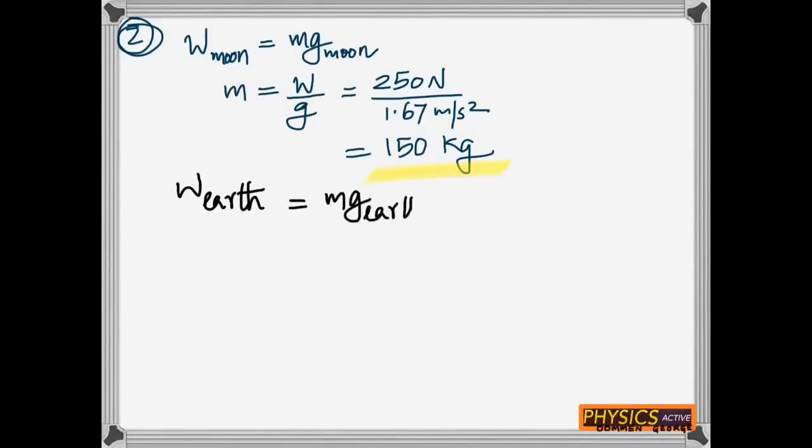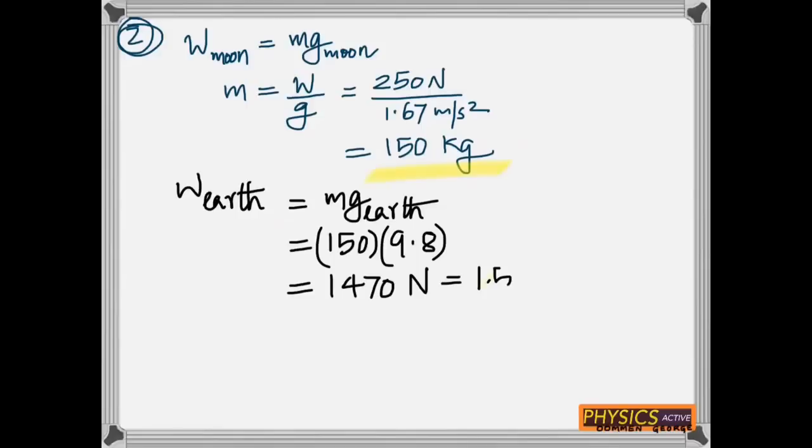Weight definitely changes, so on the Earth, since we know that the mass is 150 kilogram on the moon and mass never changes, take the same mass multiplied with 9.8, you get the weight as approximately 1.5 times 10 to the 3 newtons. So mass never changes, it's a constant. Weight changes from place to place because the acceleration due to gravity changes.